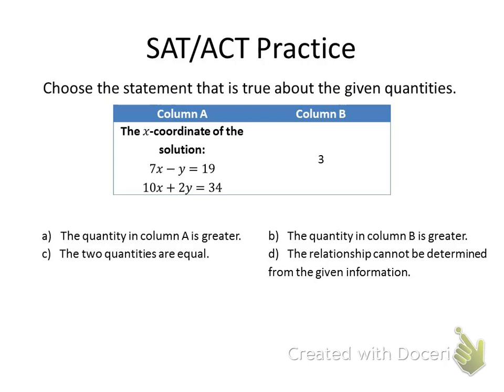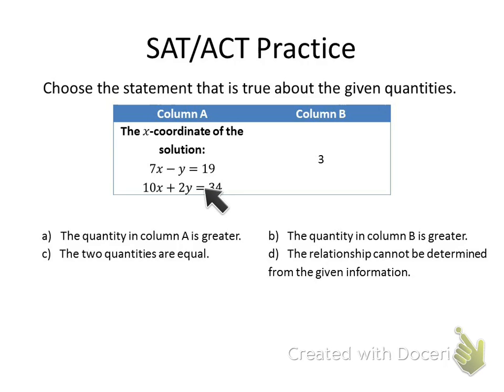So last little get-go. We're going to choose the statement that's true. Either the quantity in column A is going to be greater, or the quantity in column B is going to be greater. The two quantities are going to be equal, or we can't even determine. So we need to figure out the x-coordinate of the solution.